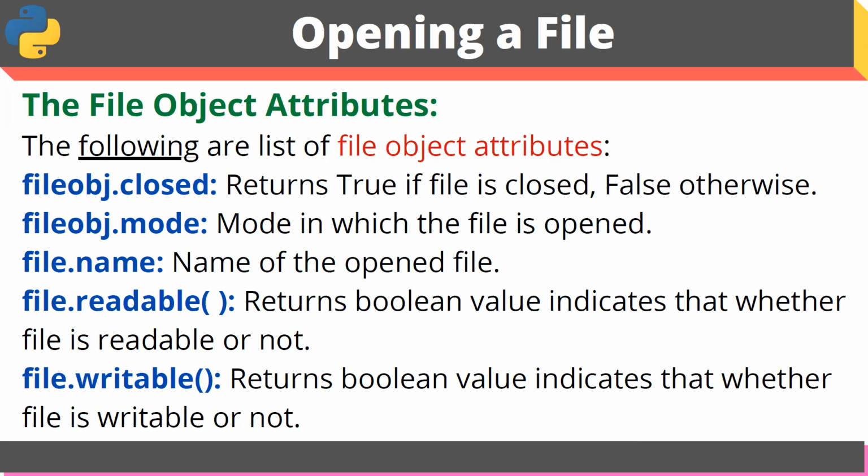File object dot closed returns true if the file is closed, false otherwise. Now file object dot mode. Every file is opened with a mode, so this gives the mode in which the file is opened. Then file dot name will display the name of the open file. File dot readable returns a boolean value indicating whether the file is readable or not. Then file dot writable returns a boolean value indicating whether the file is writable or not.